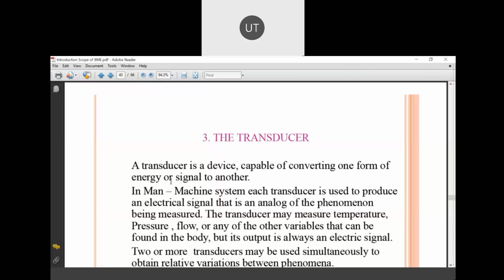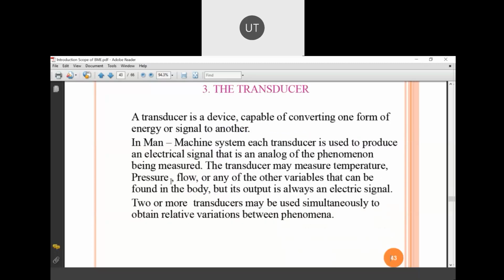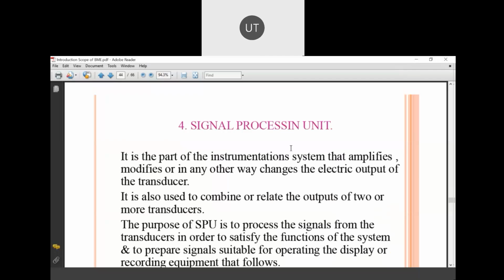Then the transducers are there. It is your part only, so absolutely no problem, you know. So one form of energy is converted to another form, and this is the basic structure in our instrumentation system, and we are going to use it for measurement of the different parameters by using that. Another is the signal processing unit.